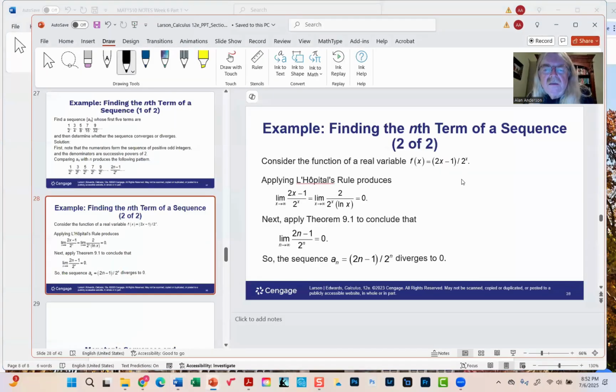So they did exactly that. They took the limit of the derivative and showed that the limit is in fact 0. And therefore, this must be a typo. Diverges means that it doesn't have a limit.